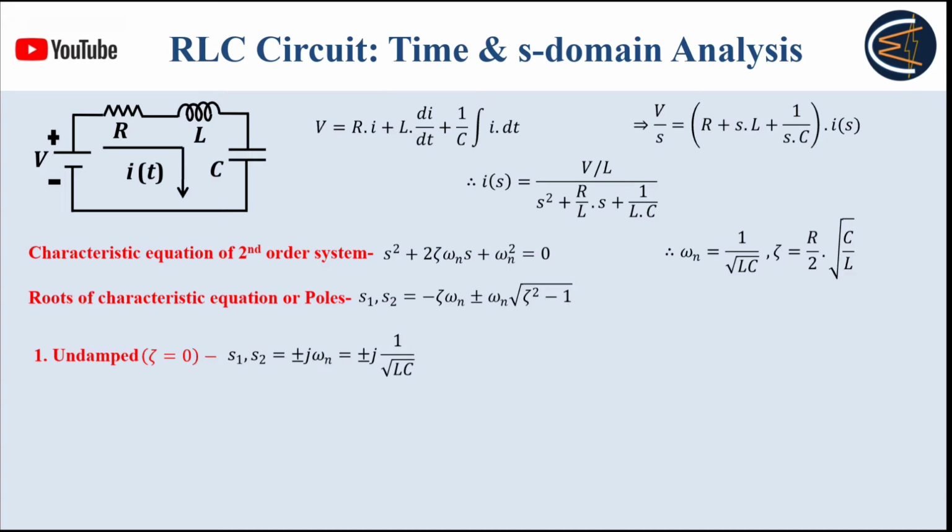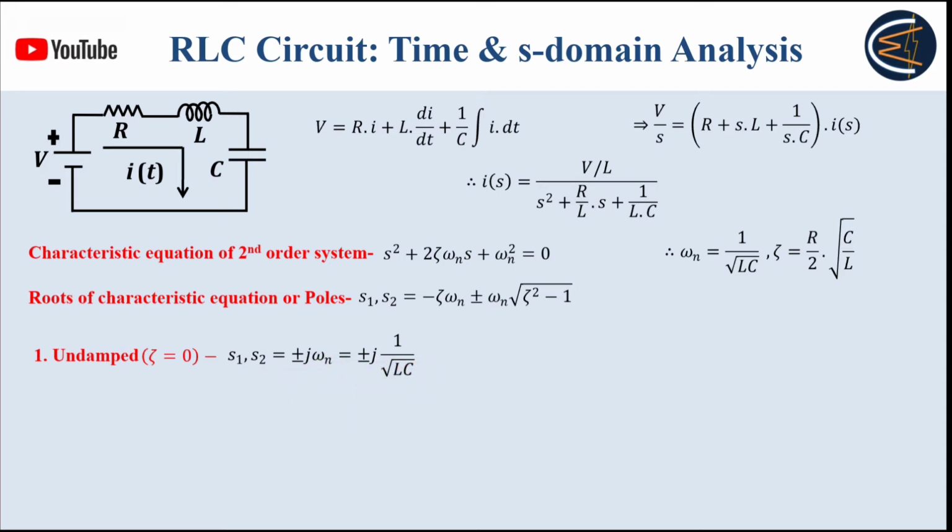So in the undamped case the resistance is absent, so the poles or the roots are completely imaginary, as you can see, plus minus j omega n, and here omega n is 1 by root LC. So it is completely imaginary.